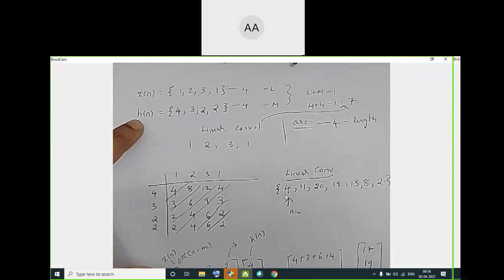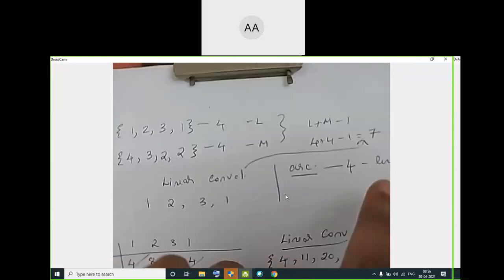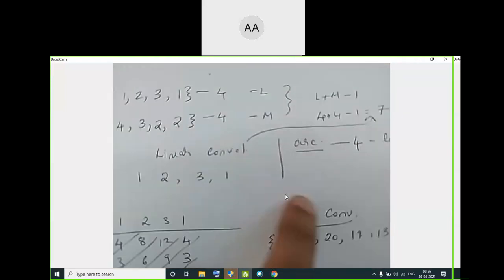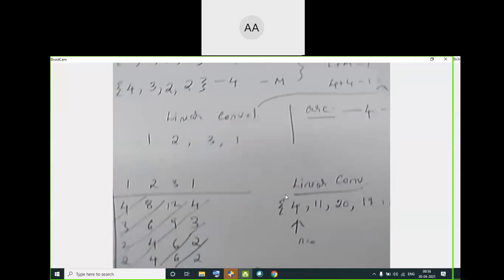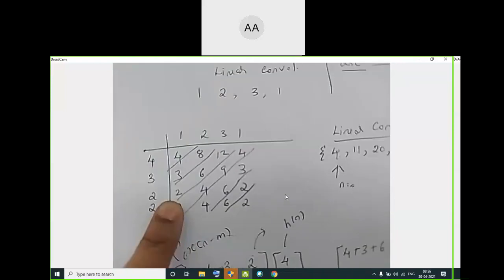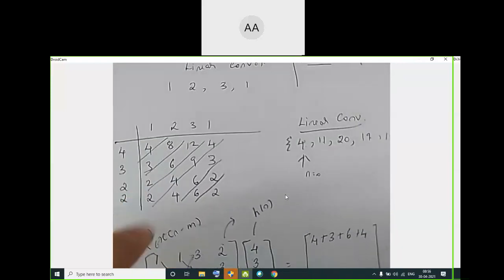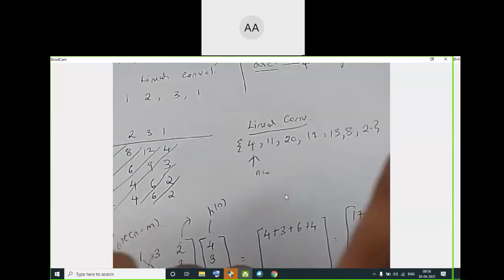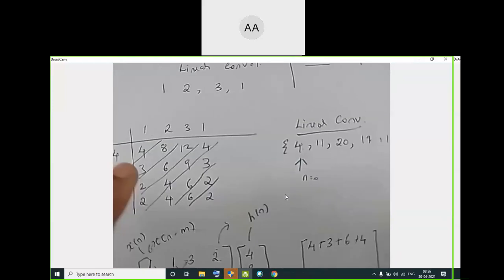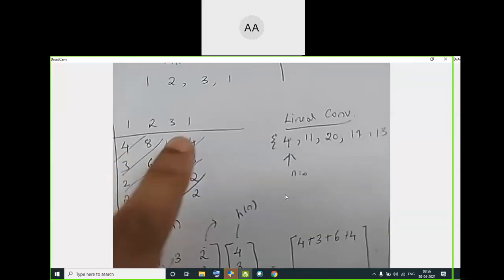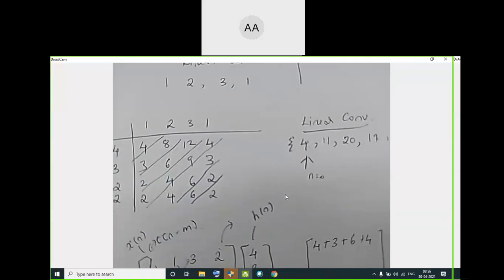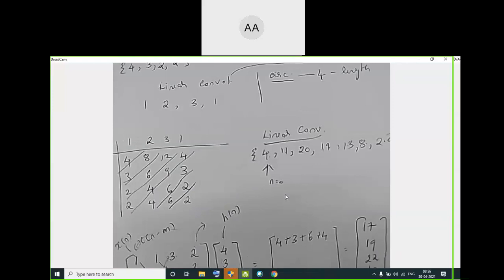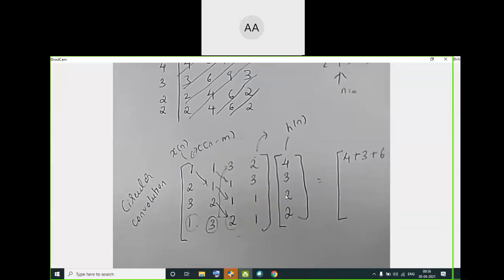If it's a linear convolution, the length is L plus M minus 1, which is 7. Circular convolution, since there are 4 values, you will have only 4 itself. Linear convolution you know how to do. You will write in a matrix form, multiply it, put cross lines, and add the values along these cross lines, 8 plus 3, 11. You will get your linear convolution, which has a length of 7 in this case. So circular convolution, what happens?